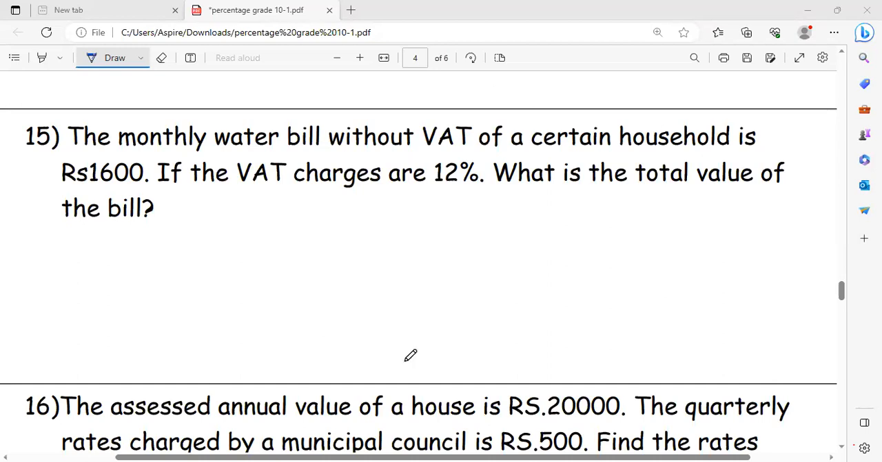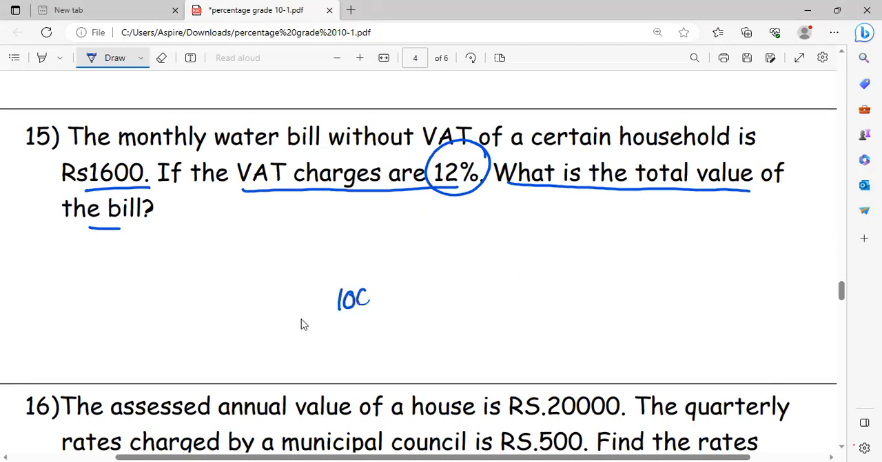Okay, let's see. The monthly water bill without VAT of a certain household is 1,600. If VAT charges as 12%, what is the total value of the bill? Without VAT, it is 1,600. Then VAT charges 12%. What is the total value of the bill? In this case, you have to find the total value. With respect to the percentage, how do we write?